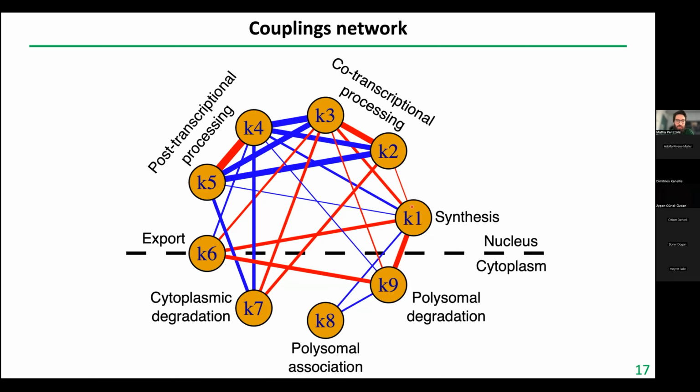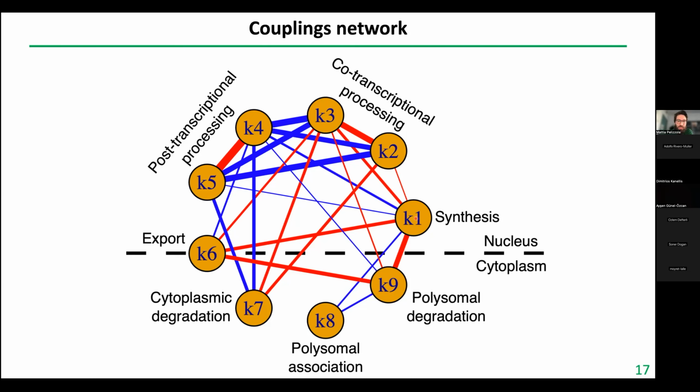What can we see? We can immediately mention this clique here, this positive clique, which involves RNA synthesis and co-transcriptional processing rates. Post-transcriptional processing rates are positively correlated as well, and are strongly and negatively correlated with their co-transcriptional counterparts. And this is expected since we mentioned the mutual exclusivity of these pathways and so on.